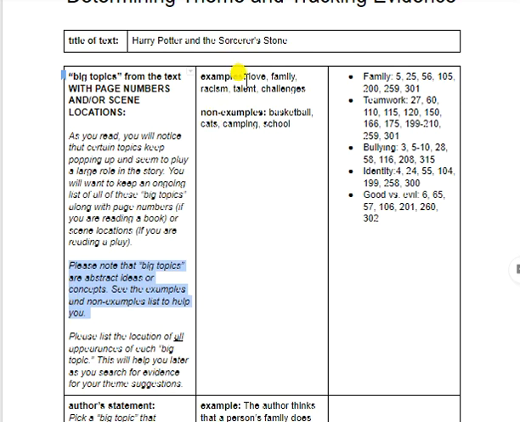Let me show you. So these are good examples here of what I mean by big topics, such as love, family, racism, talent, challenges. So these are big ideas, okay, or concepts. Sort of abstract, less concrete than, say, these non-examples like basketball, cats, camping, school. So these would be things that, you know, a story might center around basketball, but basketball is not like a big idea. It's the name of a sport or a game.